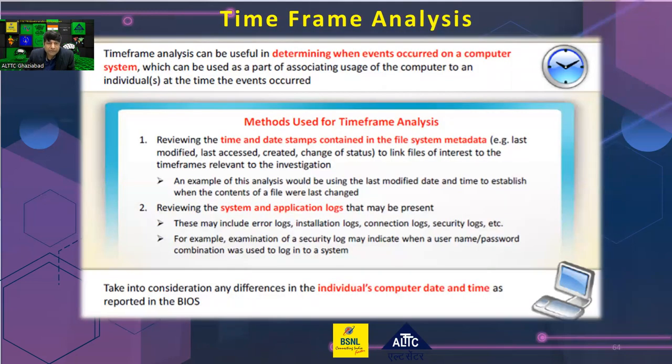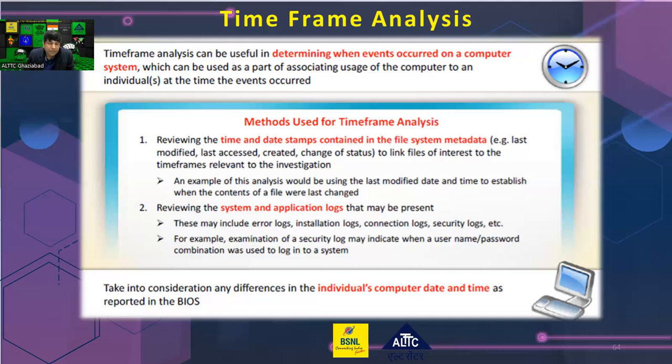In time frame analysis, it may be useful to determine when an event occurred on a computer. So what method can we use for time frame analysis? Review the time and date stamp content in the file system metadata, such as last modified, last access, when created, and when changed. For example, you can use the last modified date and time to establish when the content of the file was last changed.